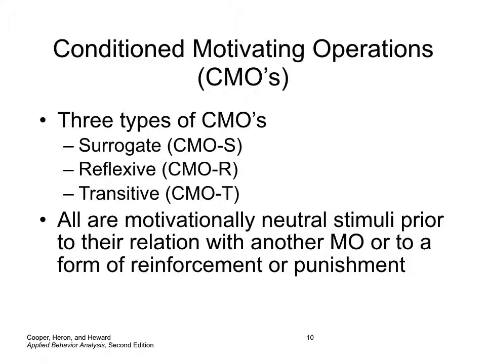So, for example, needing to enter a room through a locked door establishes the key to the door as an effective reinforcer, but this value altering effect is clearly a function of a learning history involving doors and keys. MOs of this kind are called CMOs.